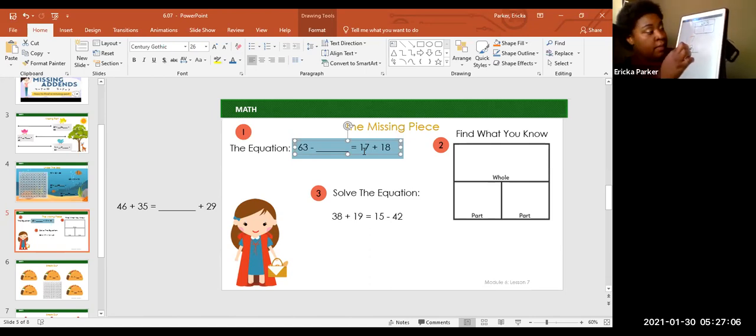Okay, 7 plus 8 equals 15. You carried a 1, and then we got 35. So 35 is one of our parts. Okay, so now we need to go 63 minus 35. By now, we should already know that we need to go ahead and put a slash through those because we're going to have to regroup.